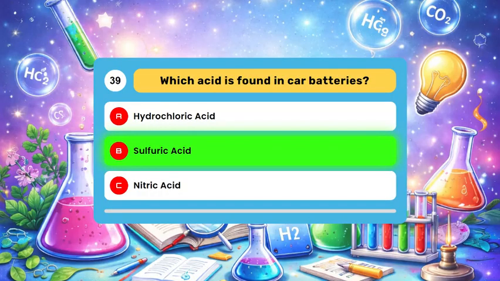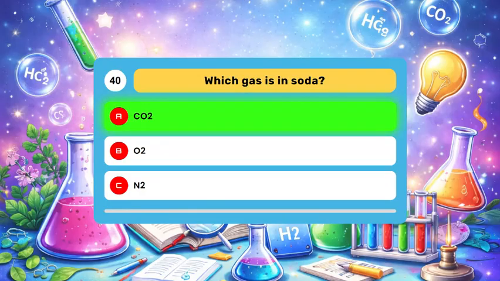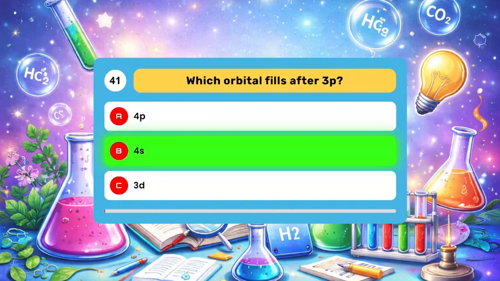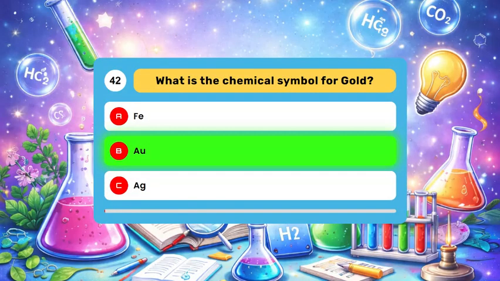Sulfuric acid. Which gas is in soda? CO2. Which orbital fills after 3p? 4s. What is the chemical symbol for gold? Au.